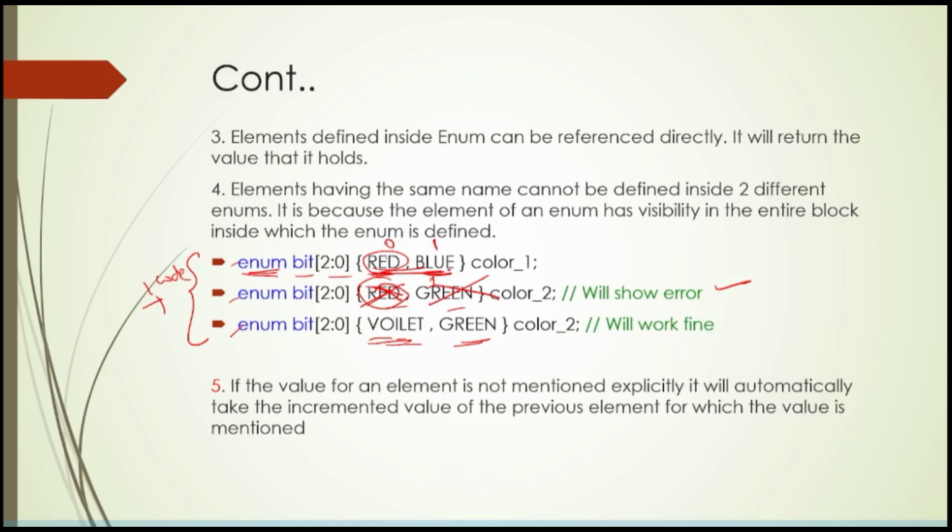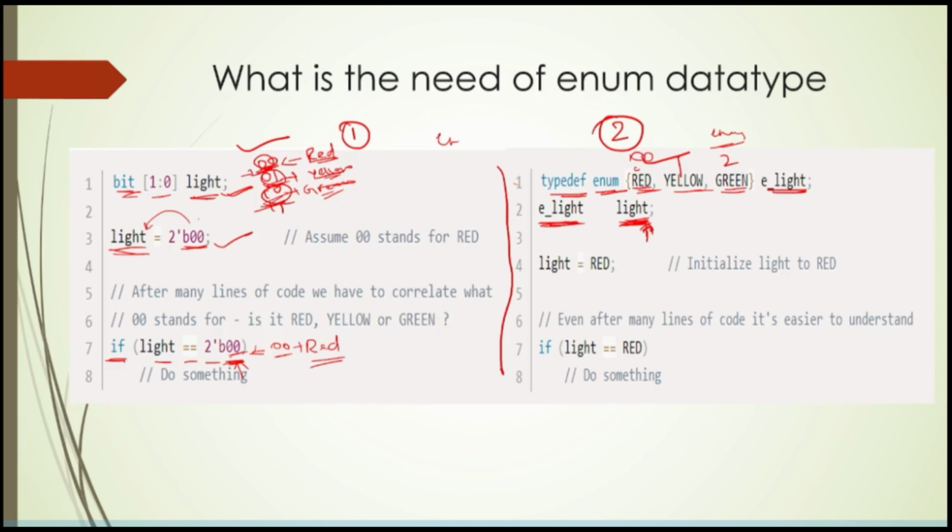In enum you also have certain methods. Just like in arrays and queues you have methods, in enums also you have methods in order to call the elements within that particular enum. We'll be seeing that in the next session. So I hope you understand this enum.